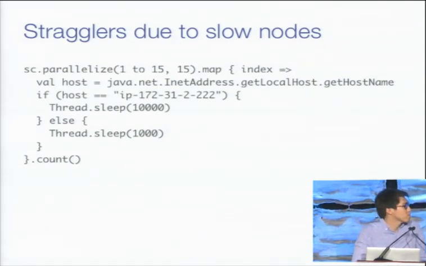So I have a very simple program here. It creates an RDD with 15 elements, and I partition it 15 ways, which means each partition contains only one element. Then I do a map, where for each partition, which has really only one element, the index, I get the host name. I compare the host name, and if it equals one of the executors, I sleep for 10 seconds. Otherwise, I sleep for 1 second. This is just a very simple program to simulate a very slow node. Then I run a count, which basically runs a task on each of the partitions. I'm going to try to run this, if I get internet.